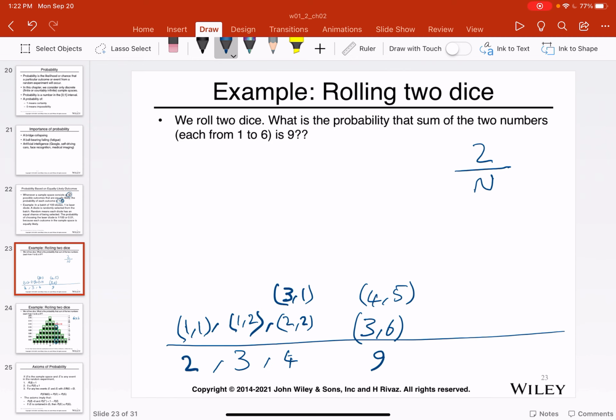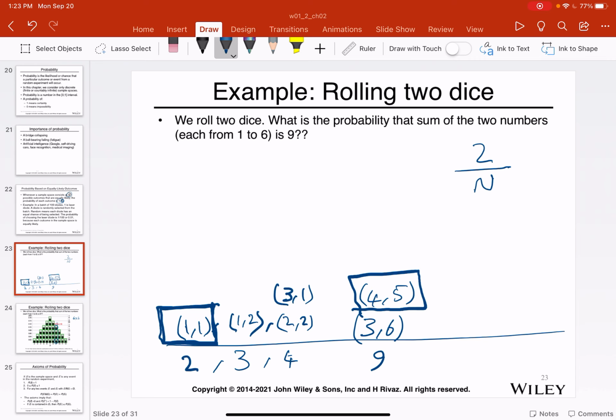When we move to this case, is 1 and 1, you know? So let's focus on this case. And for example, let's focus on this case. Are these two equally likely? Like when you throw two dice, is 1 and 1 as likely as 4 and 5?